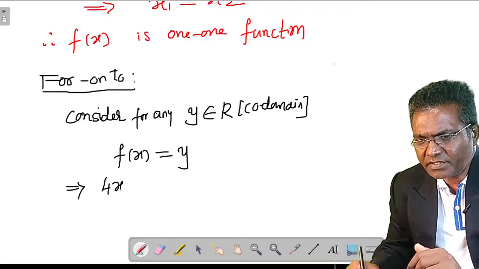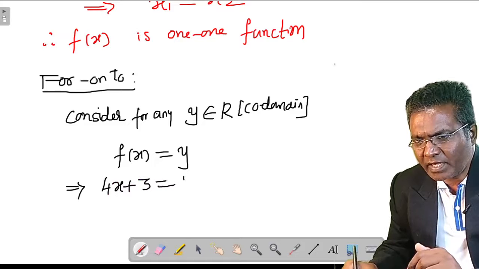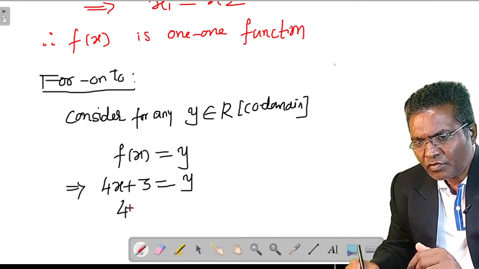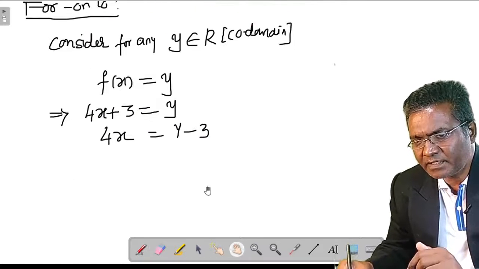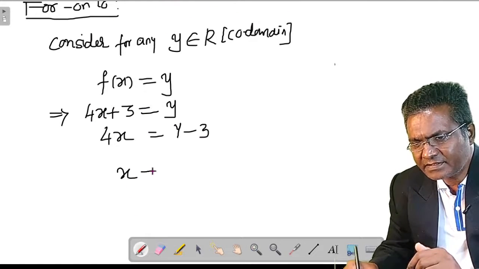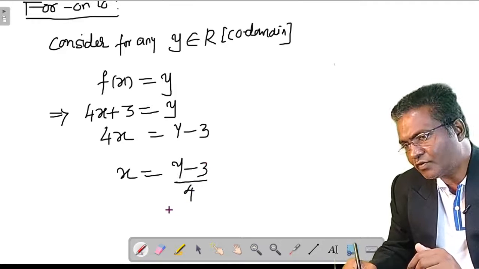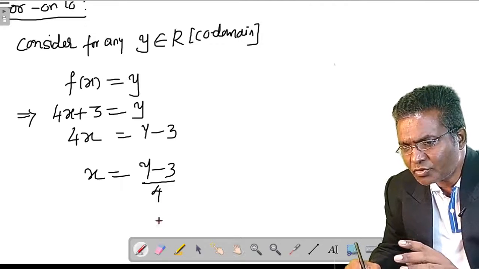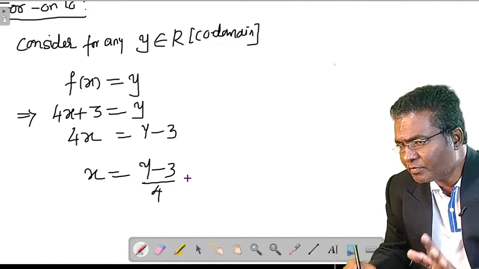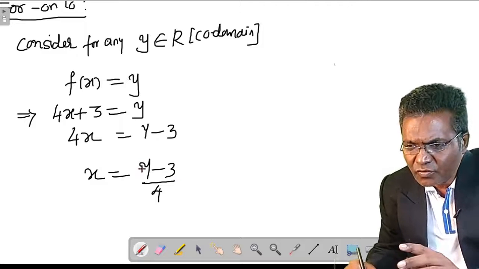So according to the definition, it is 4x plus 3 is equal to y. 4x is equal to y minus 3. Very simple. x is equal to (y minus 3) by 4. Now the important thing is you have to show whether it belongs to the domain or not. Okay. So y is what?